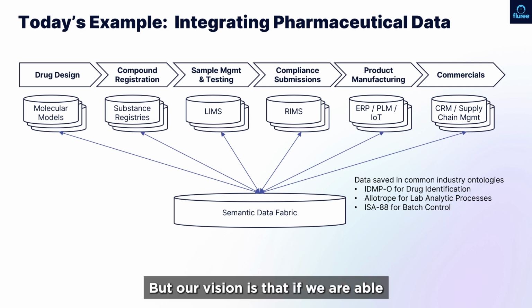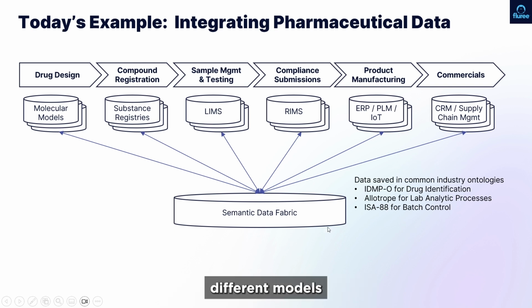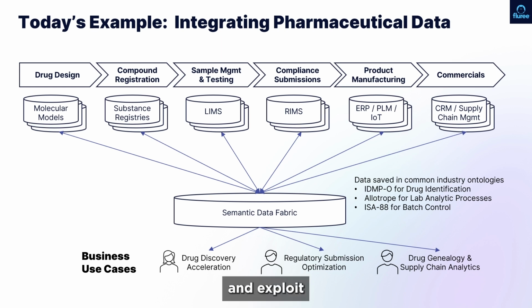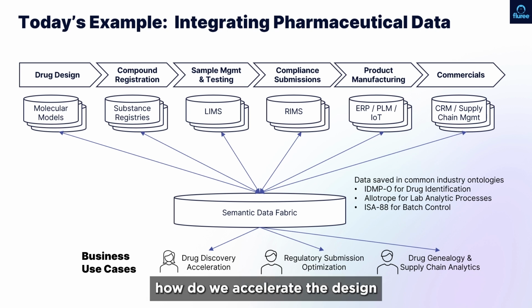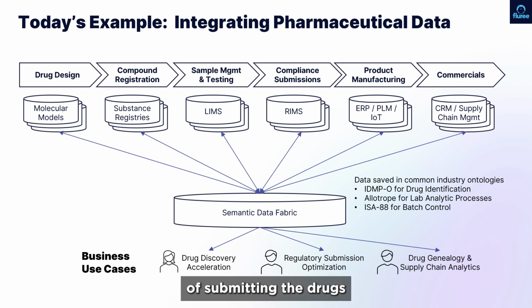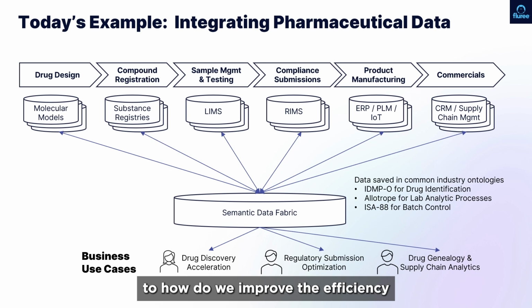But our vision is that if we're able to connect this information and then overlay these various different models on top of the existing data, we can then open up and exploit a lot of this information for many different use cases. So we can use it from the left of the value chain, which is focused on how do we accelerate the design and the discovery of new drugs, all the way to how do we make the process of submitting the drugs for regulatory approval faster, to how do we improve the efficiency of the manufacturing process, and how do we make it easier for us to get drugs faster to market.